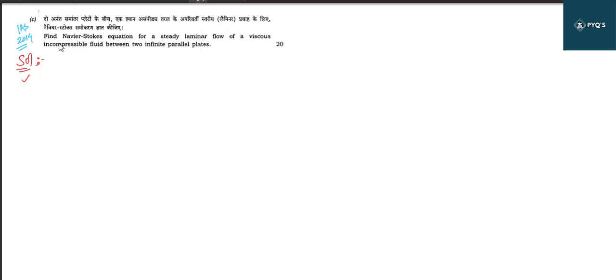This is the IES 2014 question on the Navier-Stokes equation for steady laminar flow of a viscous incompressible fluid between two infinite parallel plates. The Navier-Stokes equation is mentioned in the syllabus, but from 2014 to 2019 only one question, in 2014, was asked. So in 2020 and onwards, we have this topic to be asked. It is a potential topic. So now we will try to solve this question.